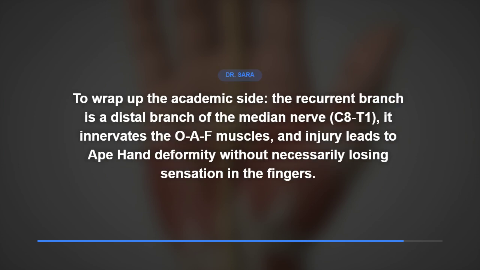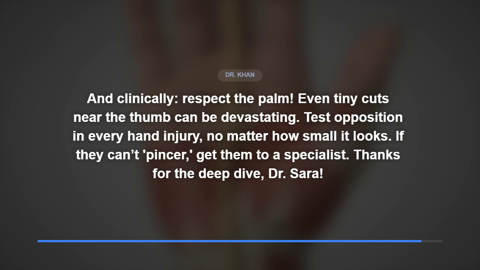To wrap up the academic side, the recurrent branch is a distal branch of the median nerve, C8 T1. It innervates the OAF muscles, and injury leads to ape hand deformity without necessarily losing sensation in the fingers. And clinically, respect the palm. Even tiny cuts near the thumb can be devastating. Test opposition in every hand injury, no matter how small it looks. If they can't pincer, get them to a specialist.